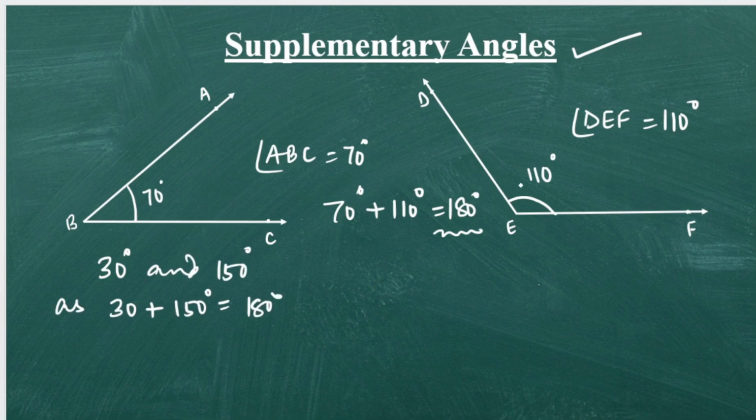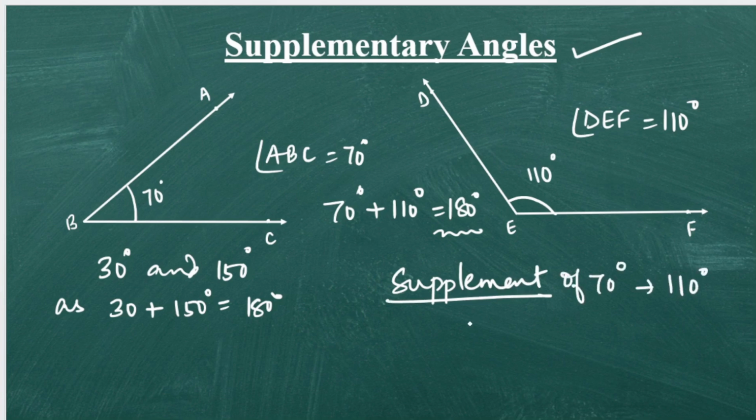When two angles are supplementary angles, each angle is called the supplement of the other. So from these examples, what will be the supplement of 70 degrees? It will be 110 degrees. And if somebody asks what is the supplement of 110, it's 70 degrees. Can you give me the supplement of 120 degrees? It will be 60 degrees because 120 plus 60 degrees comes out to be 180 degrees.